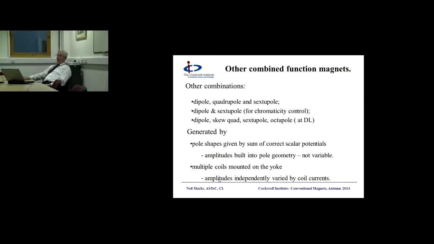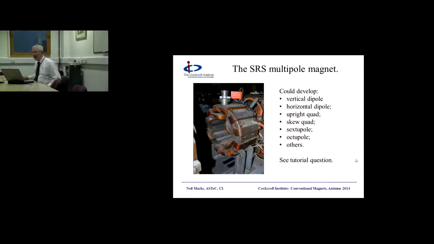And then, if you put coils in the right place, you can independently vary the currents to generate different harmonics. And here again, out of the graveyard, Daresbury laboratory, is a 12-pole magnet that we use. We can generate vertical dipole, horizontal dipole, upright quadrupoles, skew quadrupoles. The main sextupole in the accelerator was generated by these big coils in the centre here, and it could also do 10-pole and 12-pole, though there was no real reason for that.